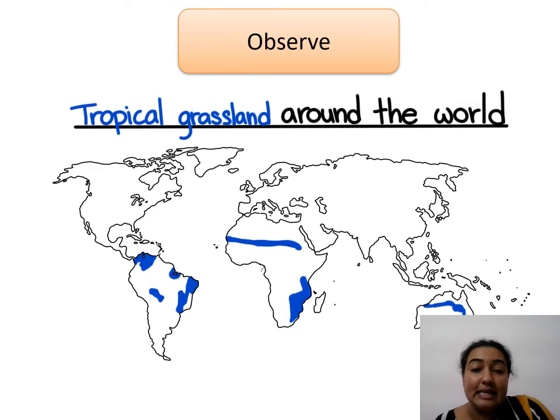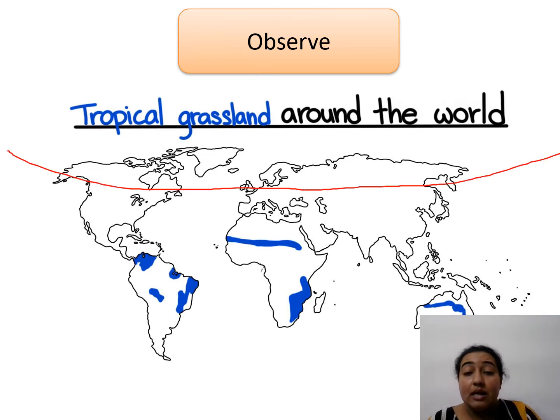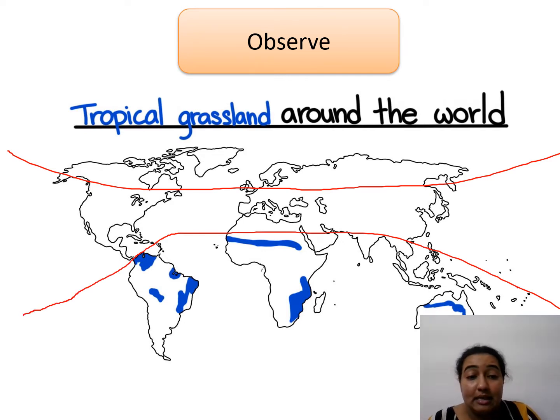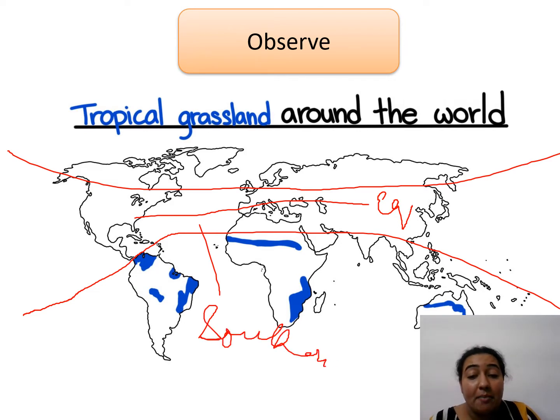Now, I have pasted tropical grassland around the world. This is a world map. This shows the opposite features of coniferous forest. So, you must quickly think that this is the northern hemisphere and this is the southern hemisphere. Fine. And this in between is the equator. Now, if this is the equator and this is the southern hemisphere, right? So all those countries that are marked in blue have tropical grasslands.